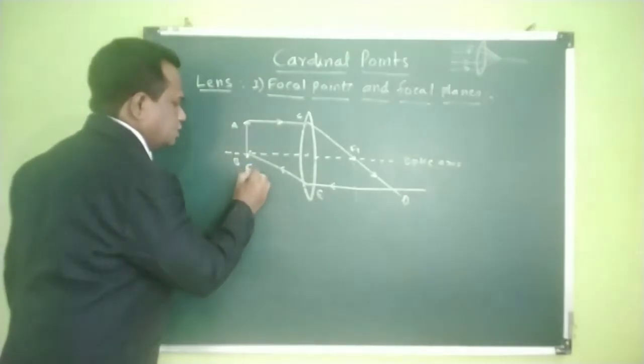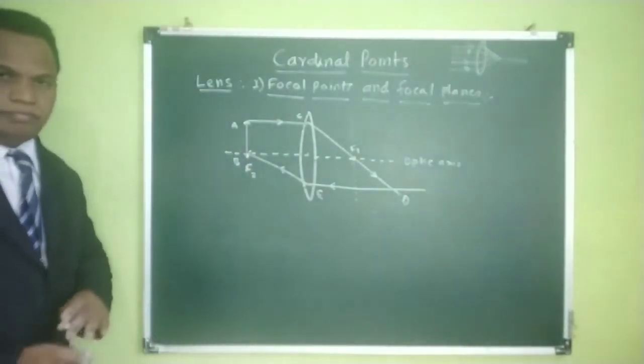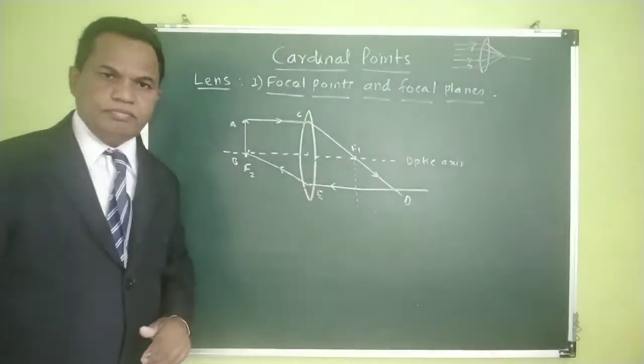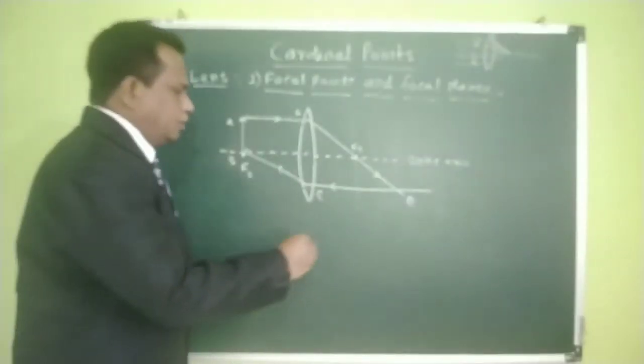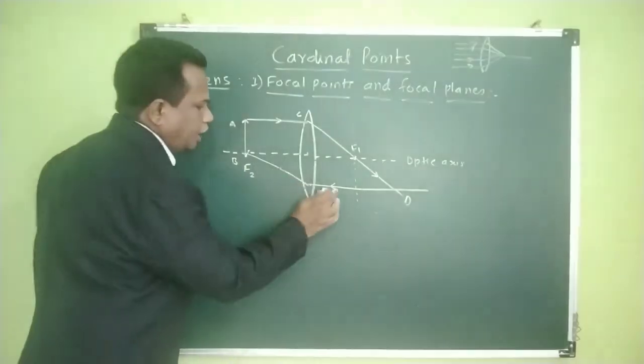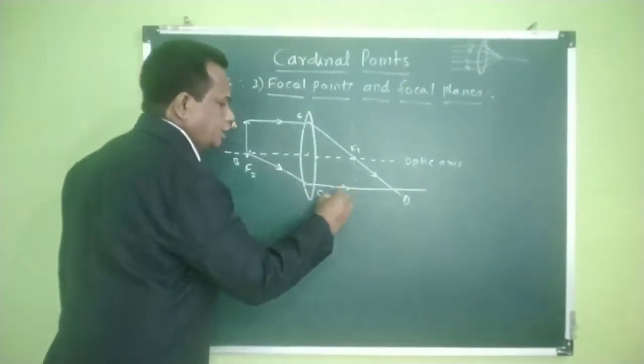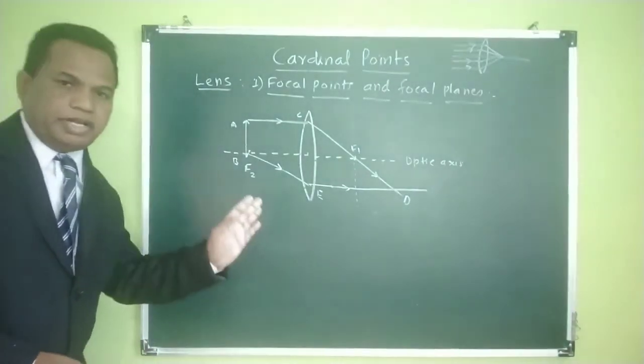This you name as F2, the focal point. So the parallel ray goes through the focal point. Or in other words, if I draw the same line in the other direction, what will happen? The statement is reversed.